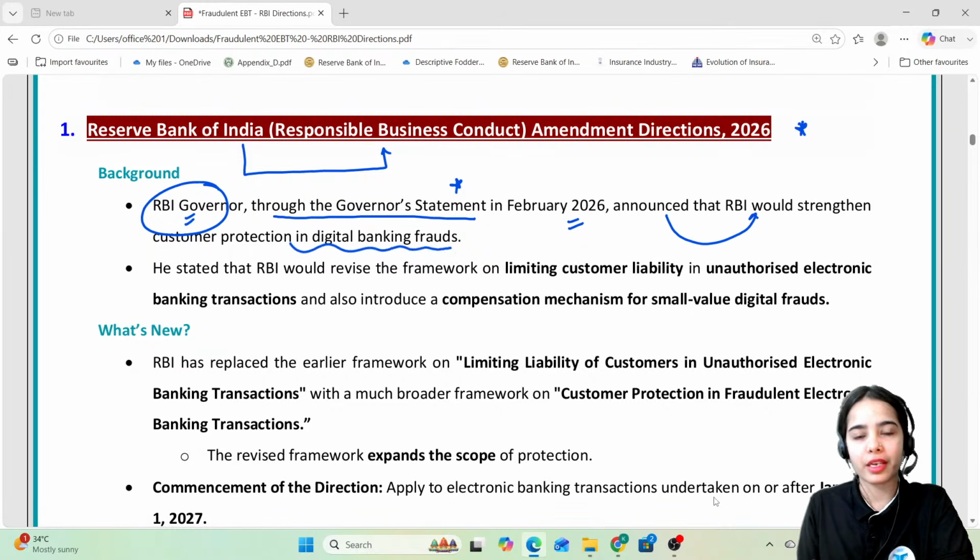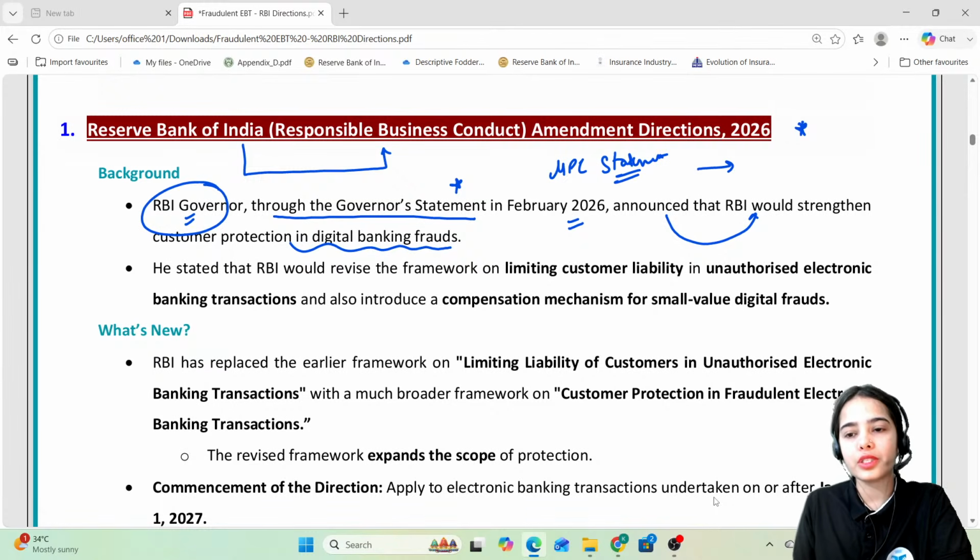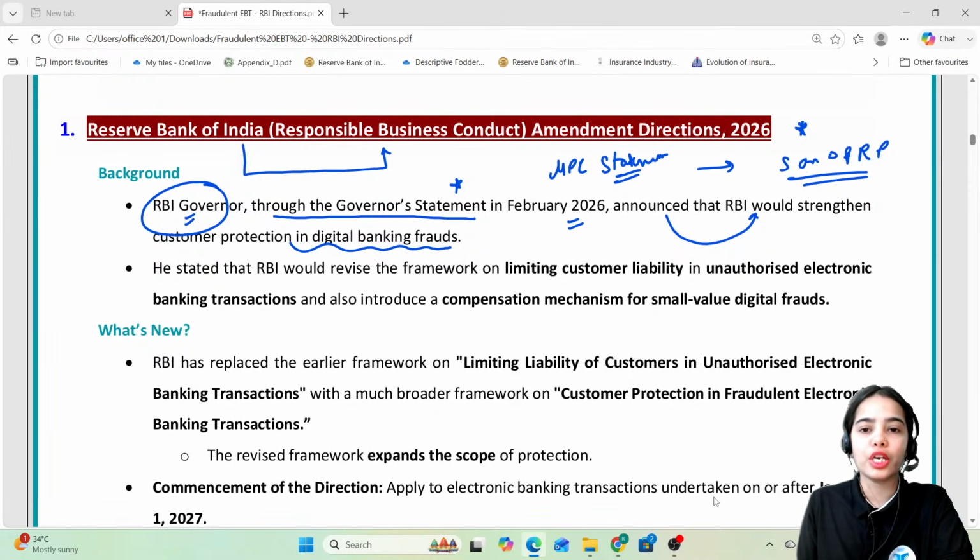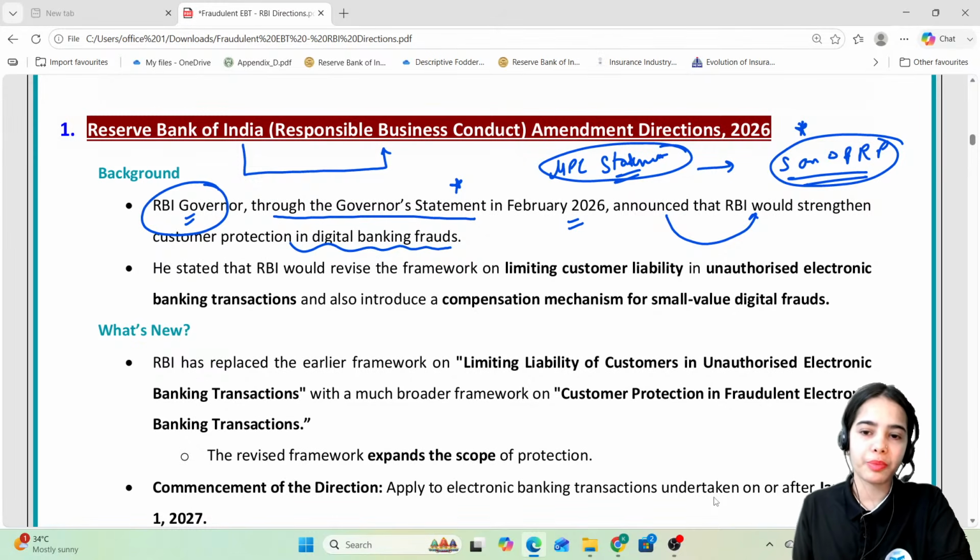RBI Governor Sanjay Malhotra, through the Governor's statement in February 2026, announced that RBI would strengthen customer protection in digital banking frauds. Remember that with the Monetary Policy Committee statement, there is the release of the statement on developmental and regulatory policies document, and in the Governor's statement it was announced that RBI would strengthen customer protection in digital banking frauds.